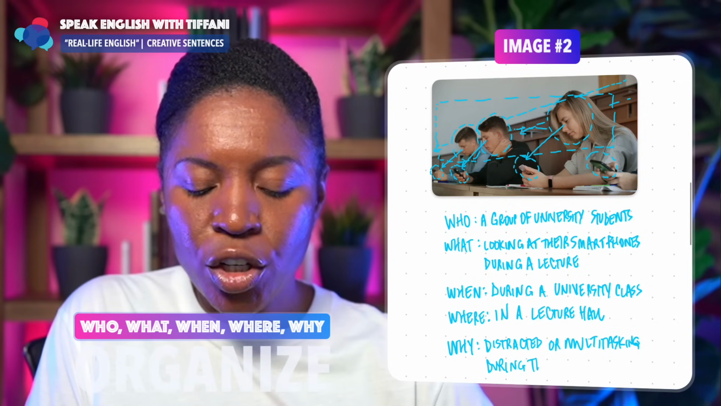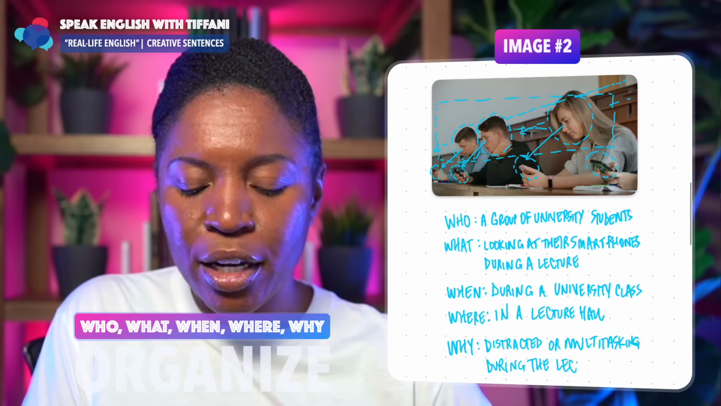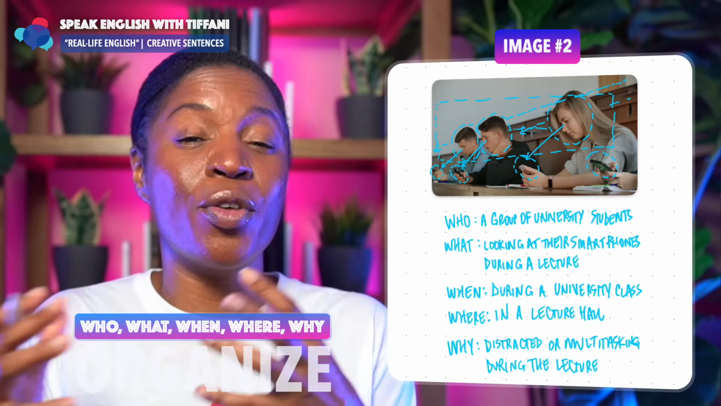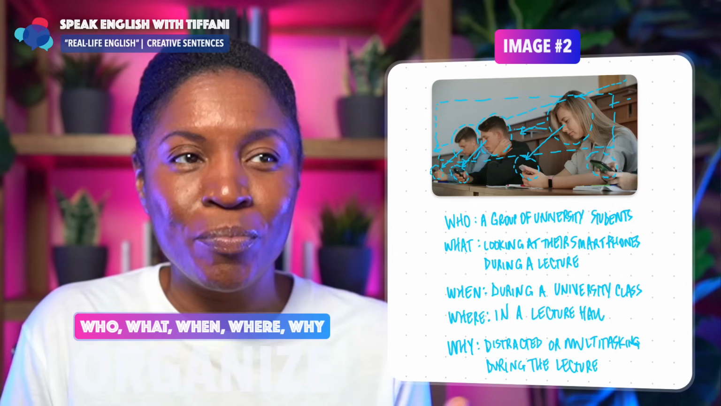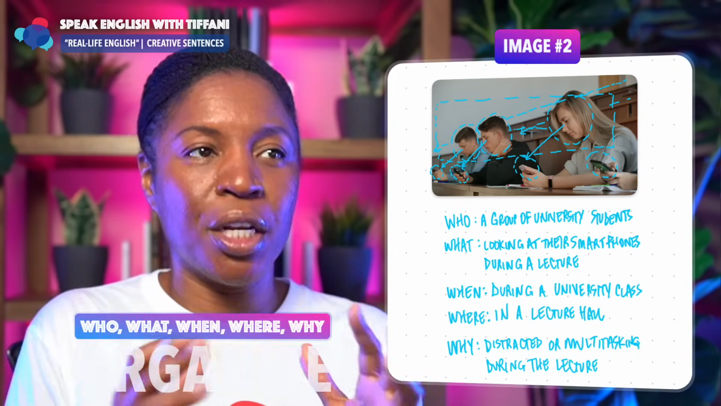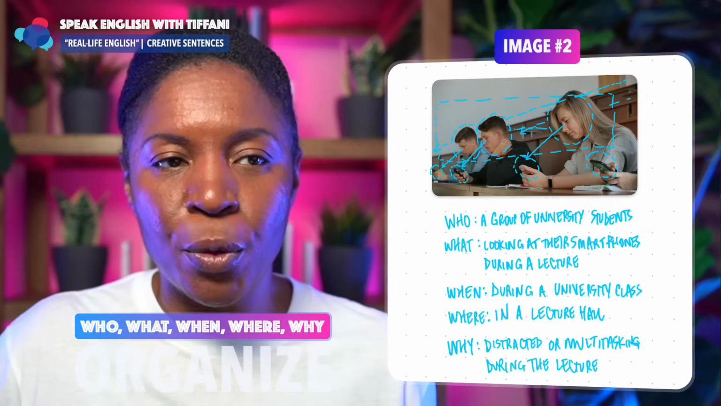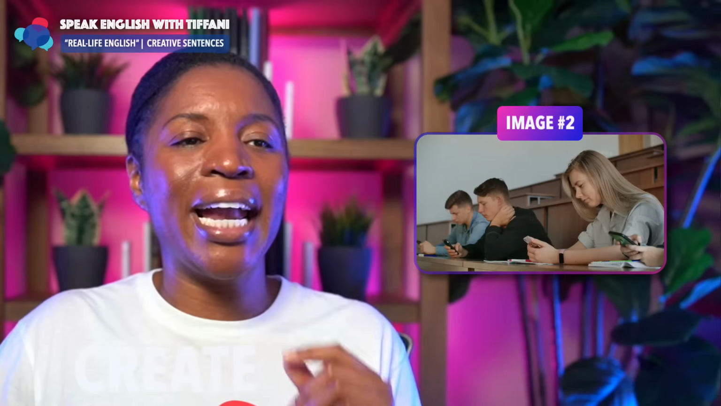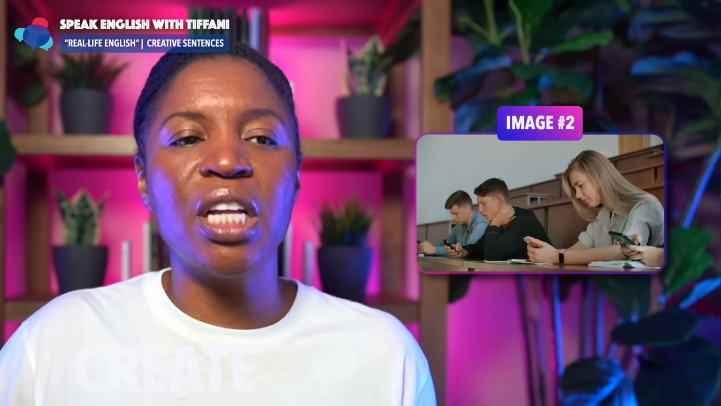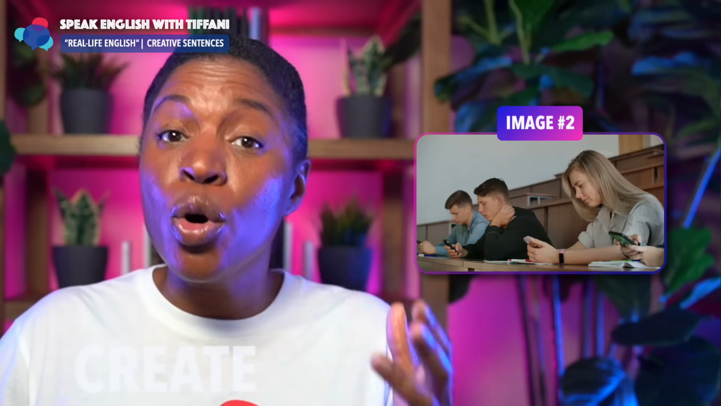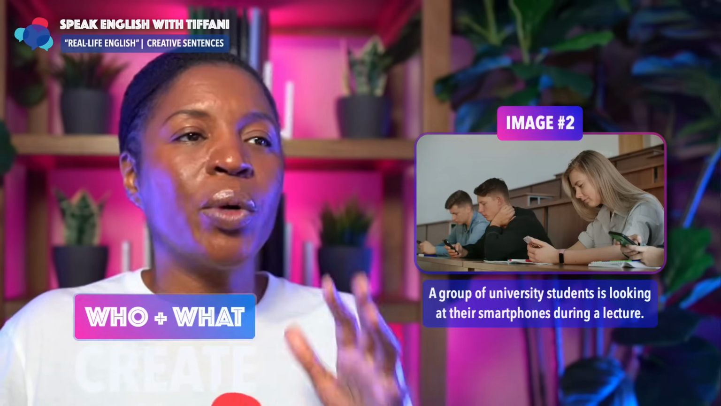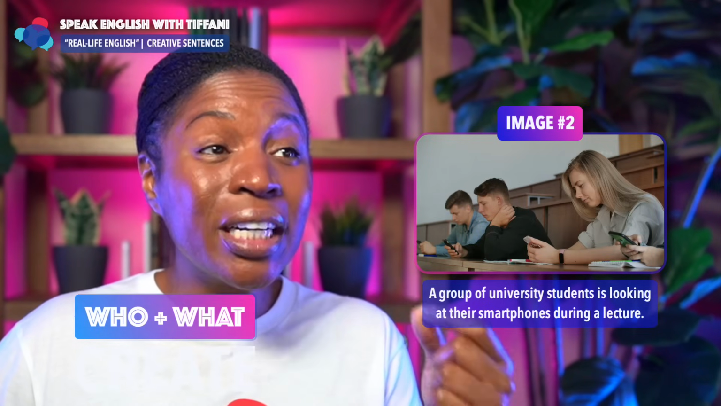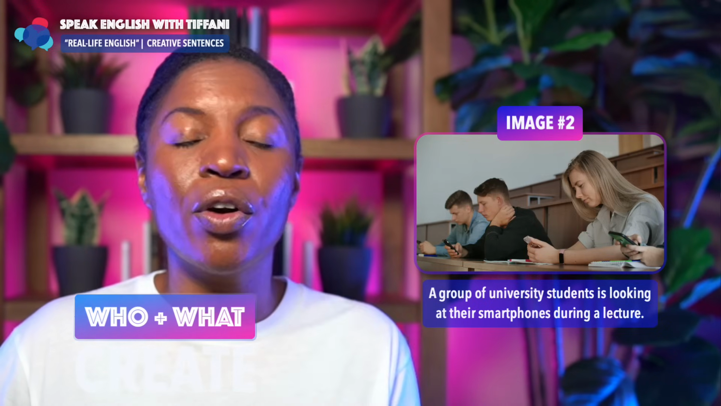Again, when you are looking at an image, you can decide what to write next to the who, the what, the when, the where, and the why. It's the fun part. All right, so we have our information for image number 2. Now it's time for us to use this information to create sentences. So we have image number 2. Let's say we use who plus what. So here's the sentence. A group of university students is looking at their smartphones during a lecture.